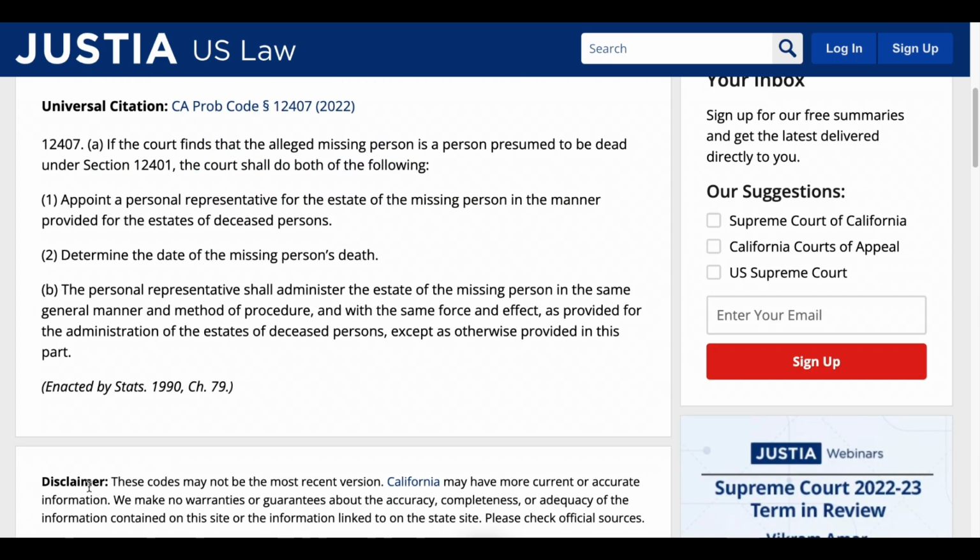If the court finds that the alleged missing person is a person presumed to be dead under Section 12401, the court shall do both of the following. Appoint a personal representative for the estate of the missing person.